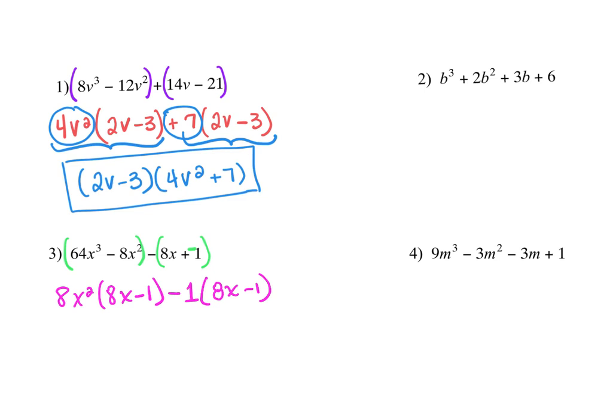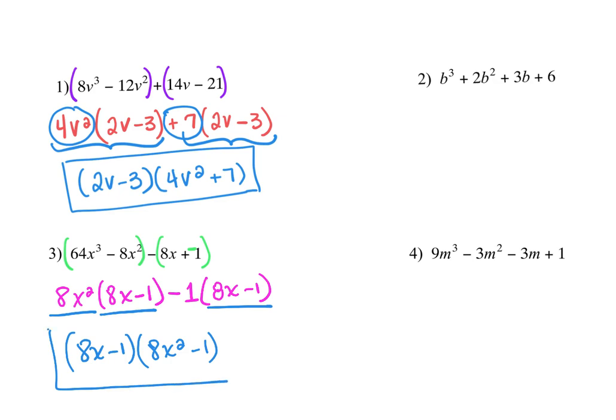So then what do I have in common? Well, I have the group 8x minus 1. And what do I have left over for my second group? Well, that's 8x squared minus 1. If you do not put the 1 there, you're going to have just an 8x squared there, because it will happen. All right? And so if you put the 1, it's going to remind yourself that it's a whole group, a binomial that should be there. So go ahead and try 2 and 4.